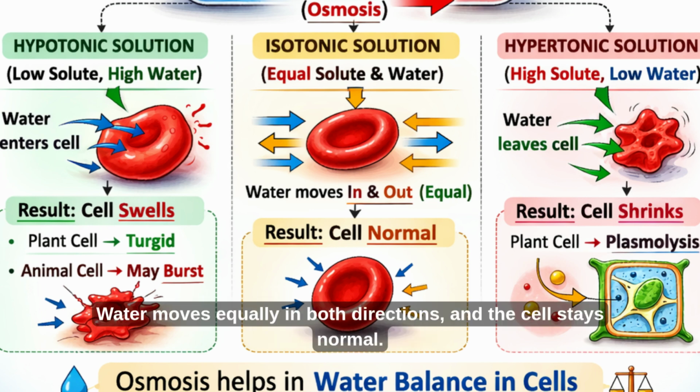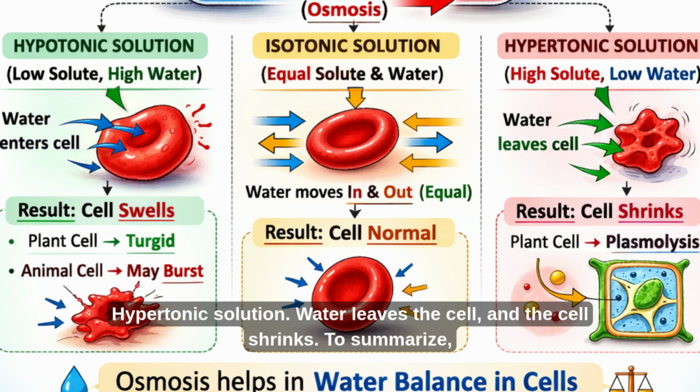To summarize, hypotonic solution: water enters the cell, and the cell swells. Isotonic solution: water moves equally in both directions, and the cell stays normal. Hypertonic solution: water leaves the cell, and the cell shrinks.